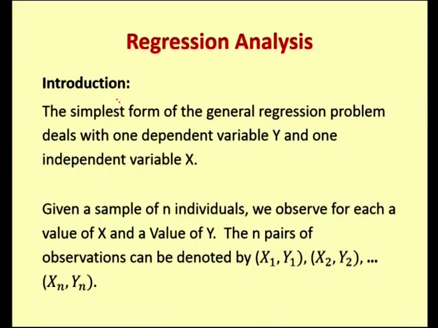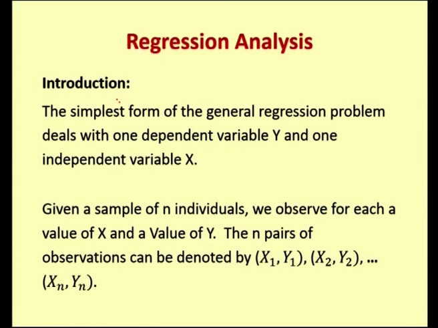Now, let us consider the simple regression problem. The simplest form of the regression problem deals with one dependent variable and one independent variable. Let the dependent variable be denoted by y and the independent variable by x. Suppose we are given a sample of n individuals, and we observe for each value of x a value of y. The n pairs of observations are denoted by x1 y1, x2 y2 and so on, xn yn.